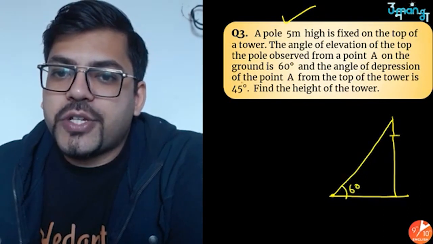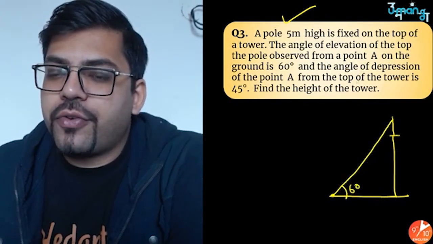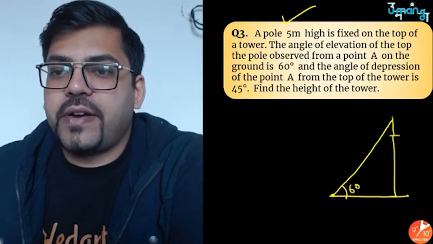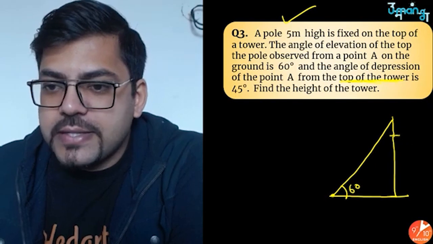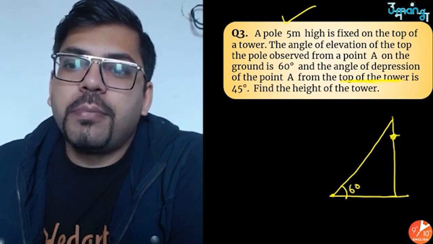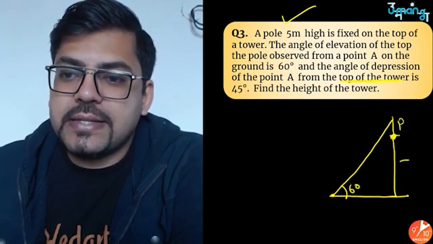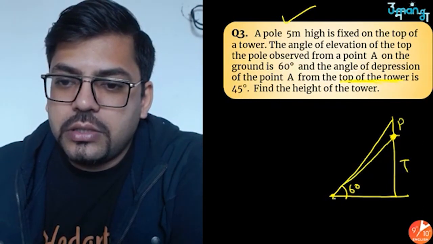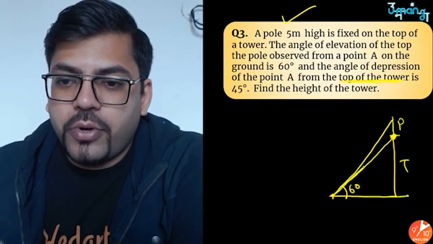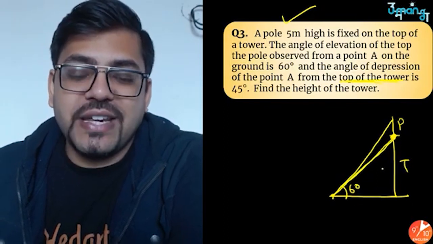And the angle of depression of the point A from the top of the tower is 45 degree. Now, please mind it. It is saying top of the tower. Top of the tower means base of the pole, because this is pole and this is tower. So top of the tower from here, someone looked at the point A and the depression which it is creating.